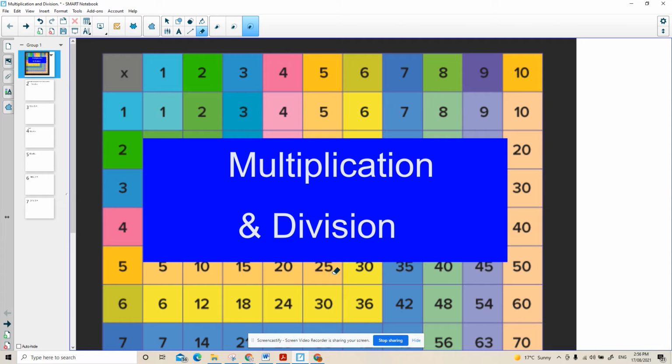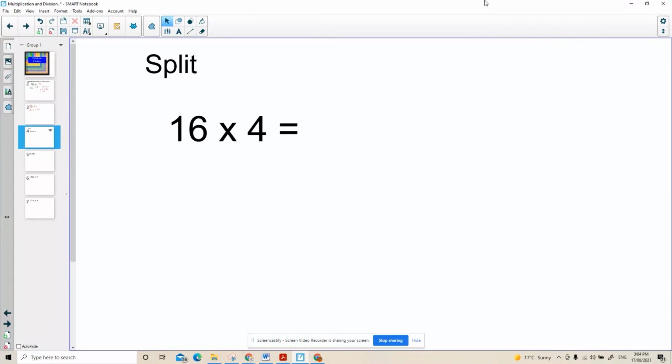This week we're doing multiplication and division. So today we're going to have a quick look at the split method. Like addition and subtraction, we are going to look at the largest number and break it up, and we're really looking for the tens to help us because 10 is very powerful.